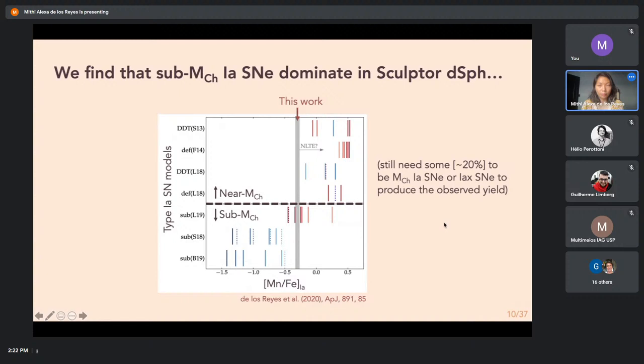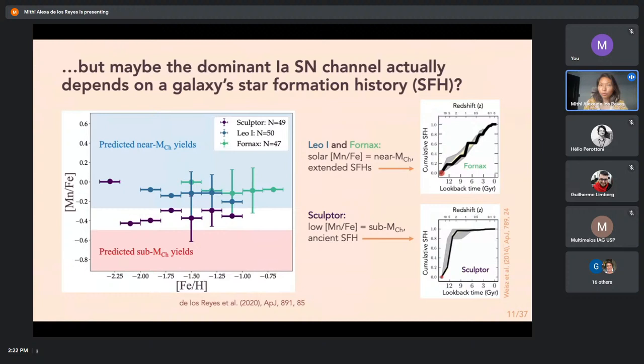But this is just one dwarf galaxy. If we start to look at other dwarf galaxies, it gets a little more complicated. So here again, we're plotting Sculptor, and we're plotting the overall manganese abundance as a function of overall metallicity. And Sculptor again is plotted in dark purple, and the points are really low. So they have really low manganese abundances.